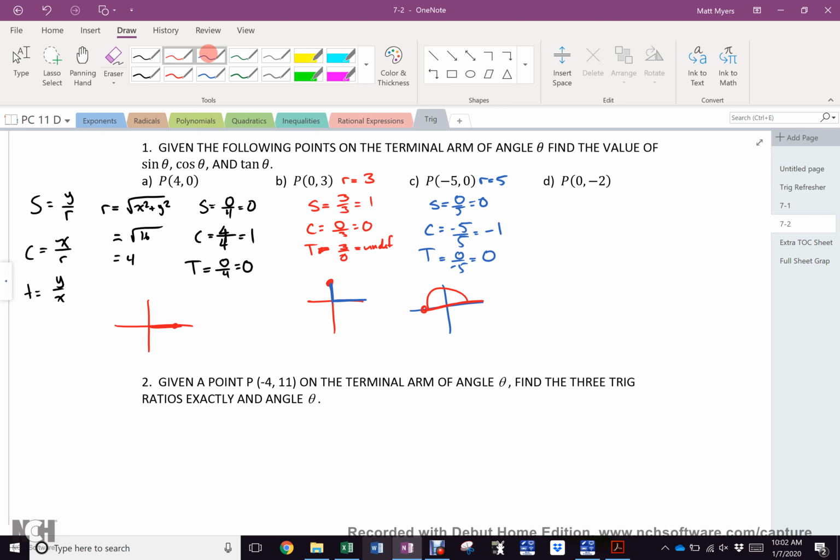And lastly, of course, r equals 2. So sine is negative 2 over 2, which is negative 1. Cos is 0 over 2, which is 0. And tan is negative 2 over 0, which is undefined. And that's down here, 270 degrees. Is everybody cool with the 4 special ones?